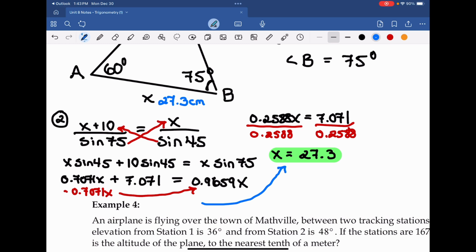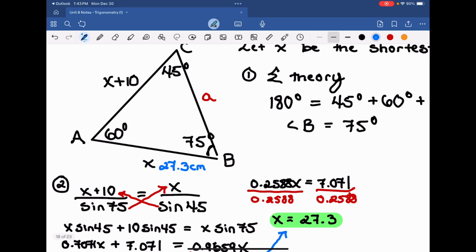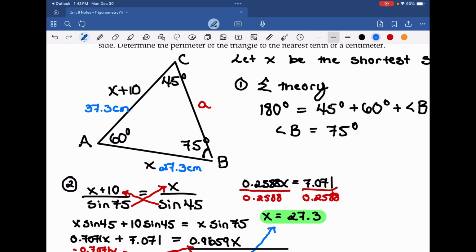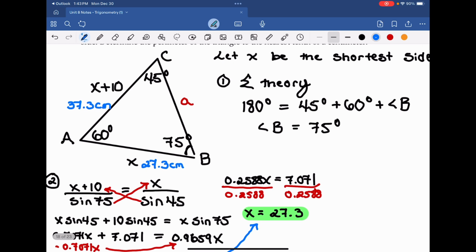Now what we have is this x, an unknown a, and all three angles. We can figure out this x plus 10 because now that x is 27.3, that means 27.3 plus 10 is 37.3. So now we have two side lengths and all of the angles. We just need to figure out this missing side length of a, and then we can determine the total perimeter by adding them all up. To determine that, we're going to use sine law. Realistically, it doesn't matter if we use B or A at this point, or B or C, I should say, because we know their angles and side lengths. Let's say I use B in pairing with A.